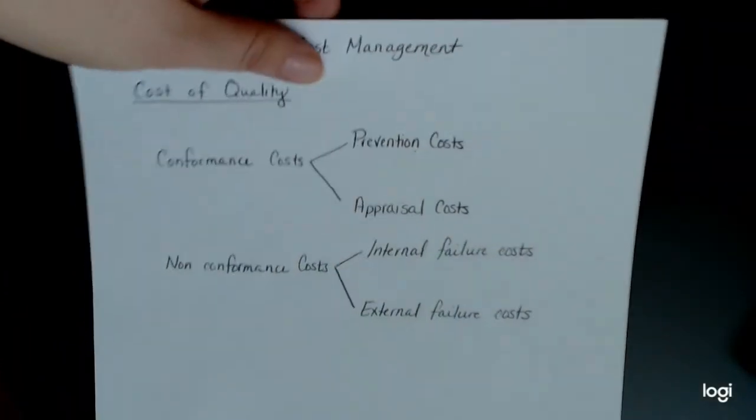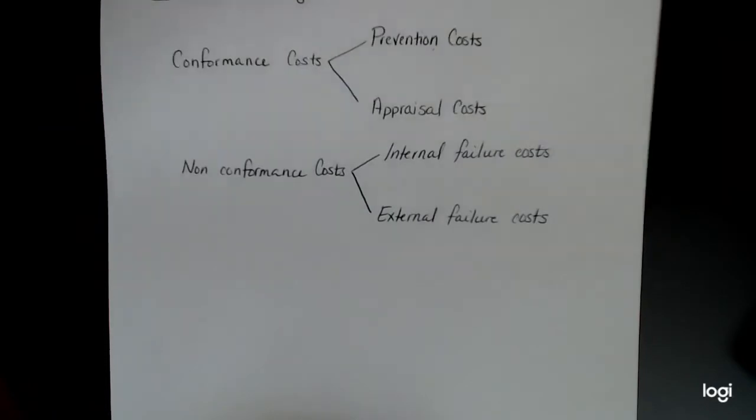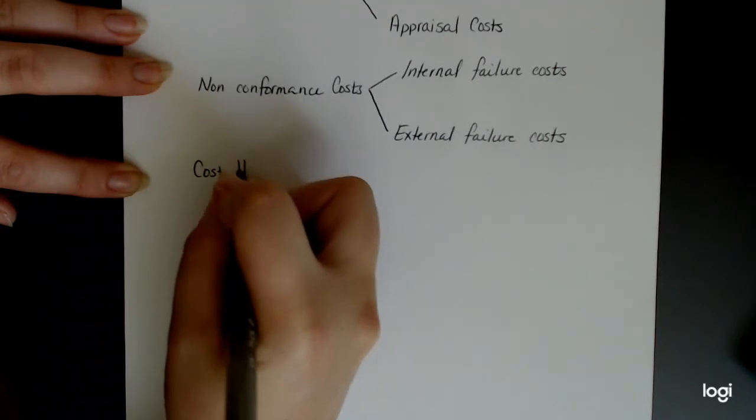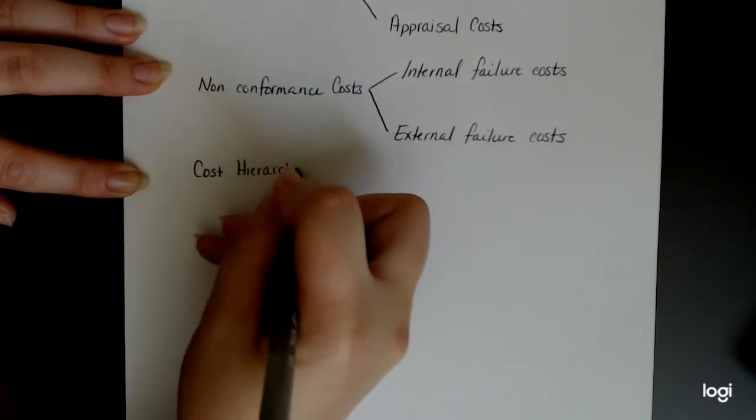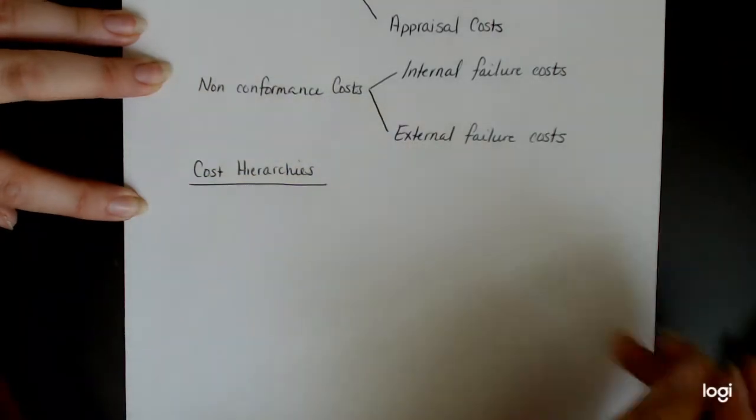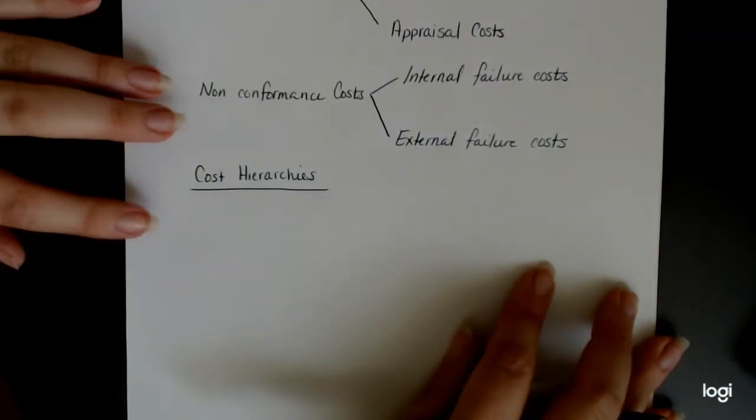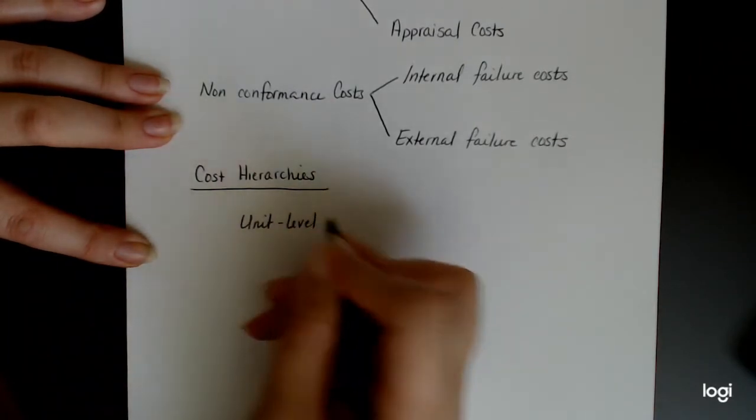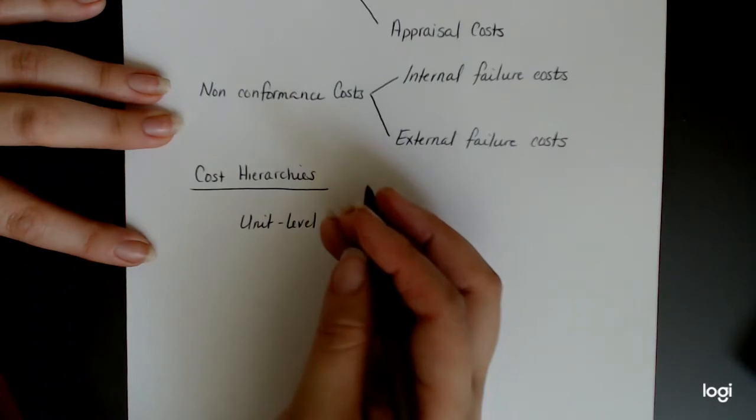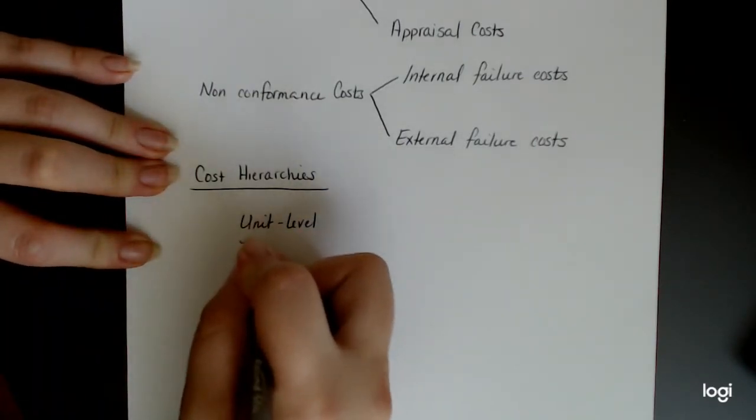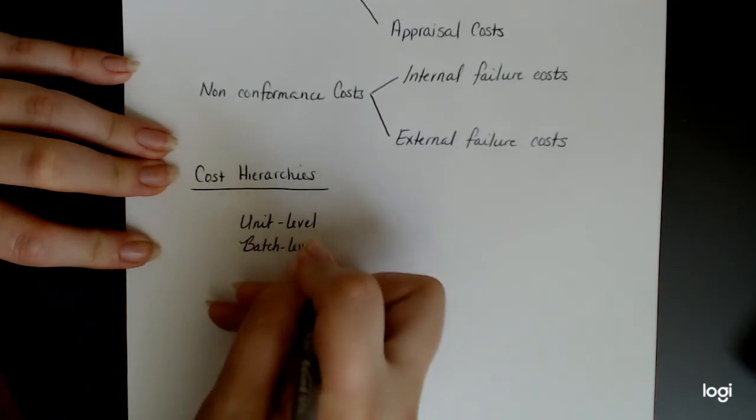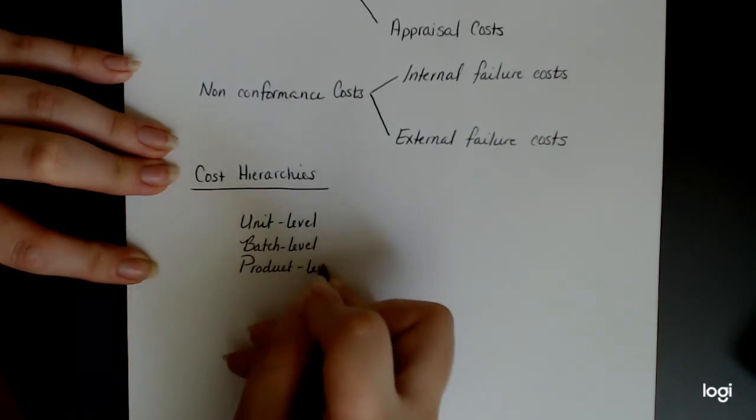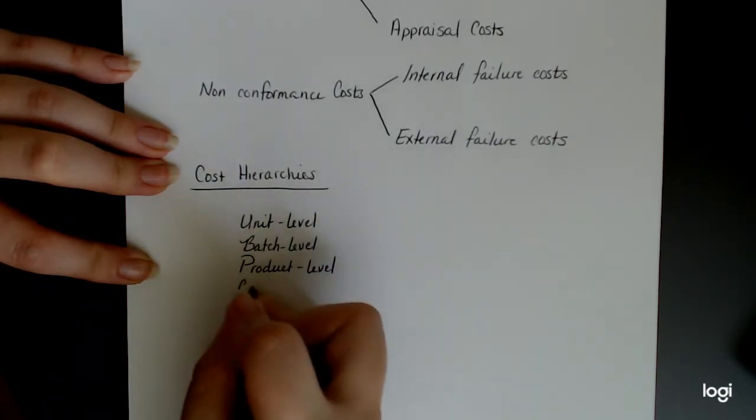The other area that I really wanted you to take some time to review is cost hierarchies. So there are four broad categories for cost hierarchies. There is unit level, batch level, product level, and also capacity level.